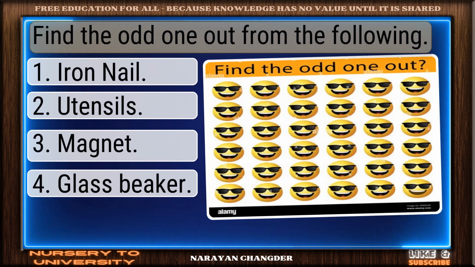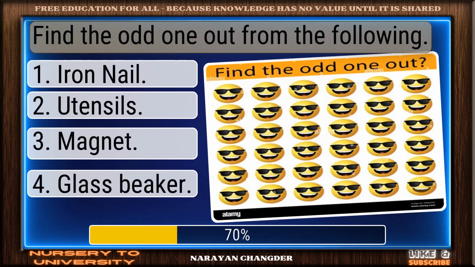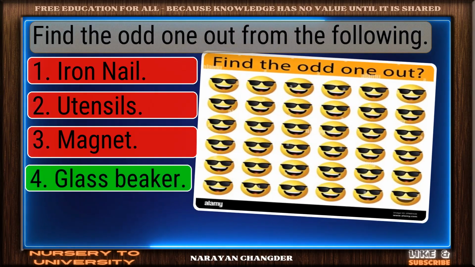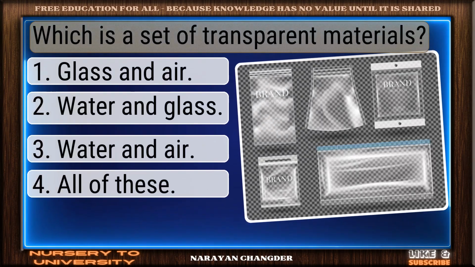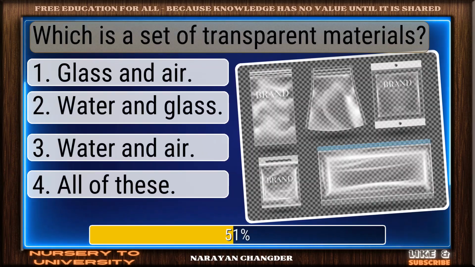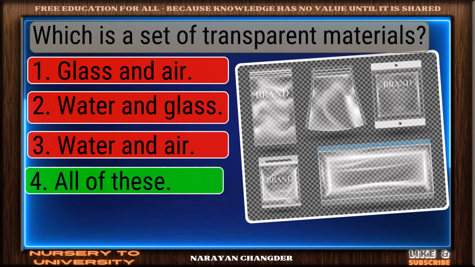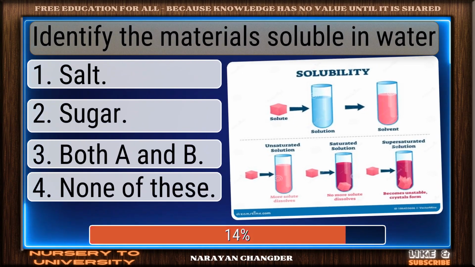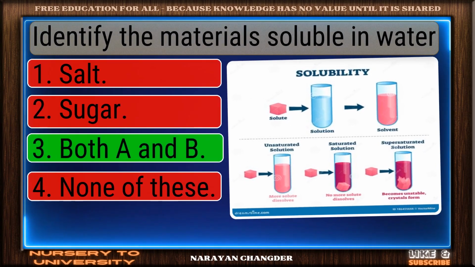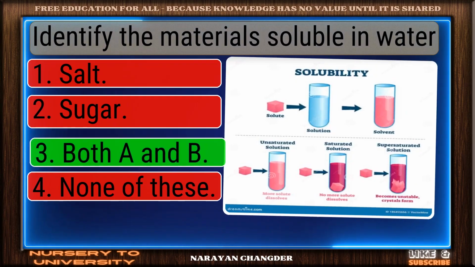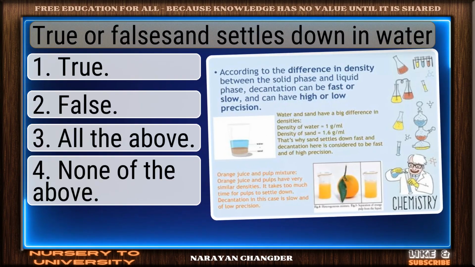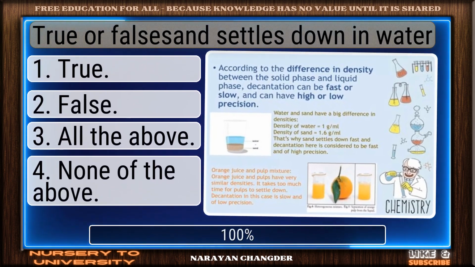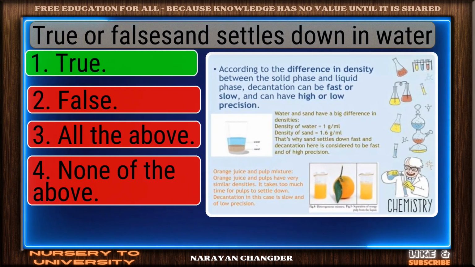Find the odd one out from the following. Correct response. Glass beaker is the most accurate answer, which is a set of transparent materials. Perfect. All of these is the correct choice. Identify the materials soluble in water. Smart move. Both A and B is an accurate answer. True or false? Iron settles down in water. Correct. True is the right answer.